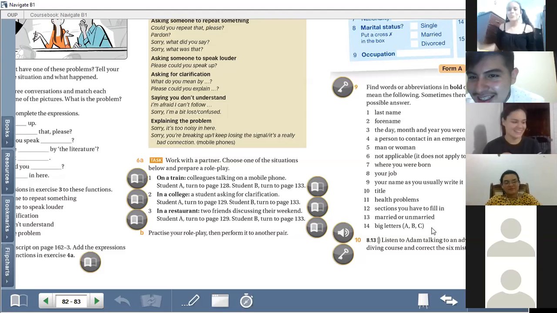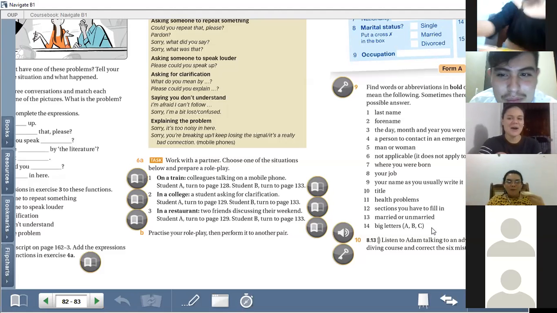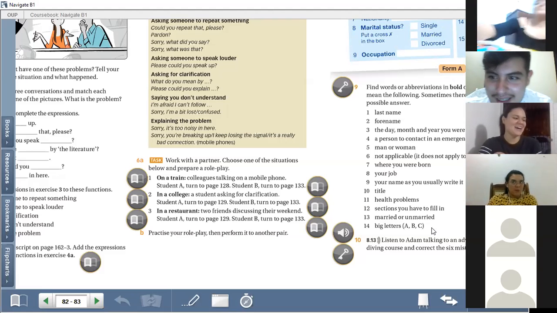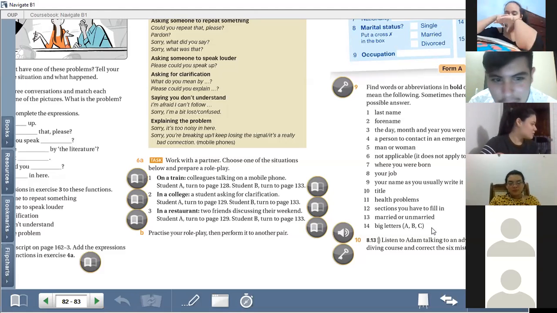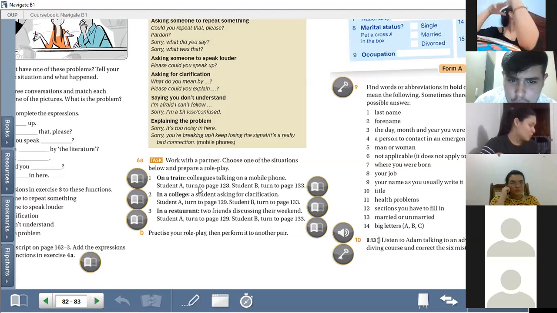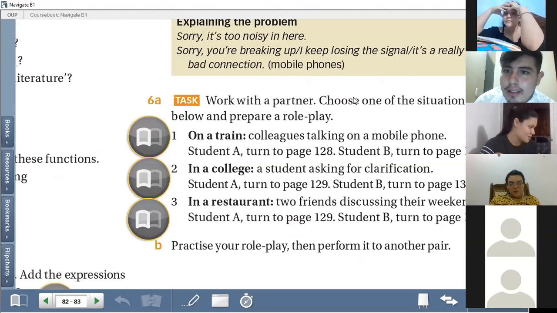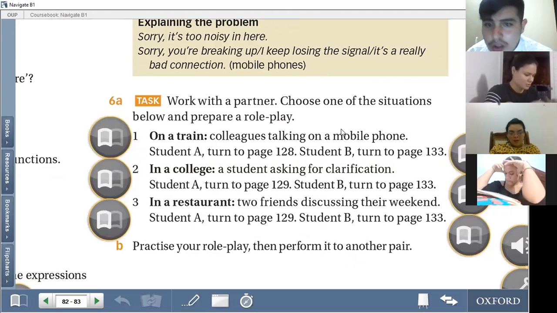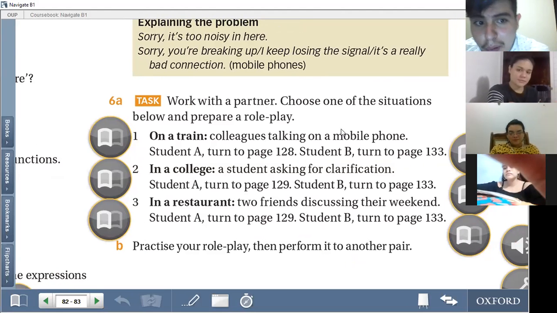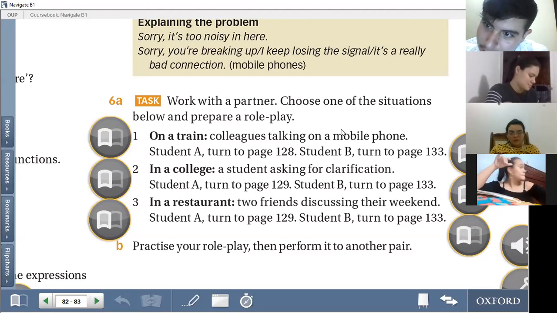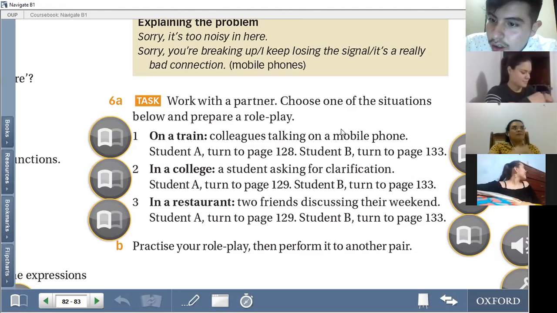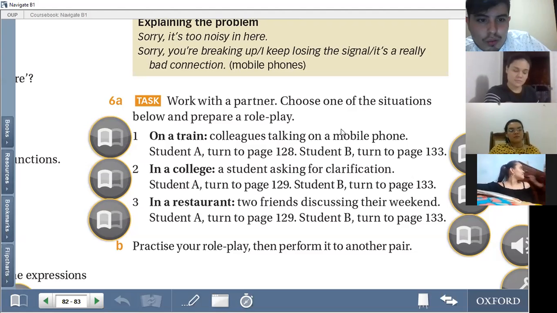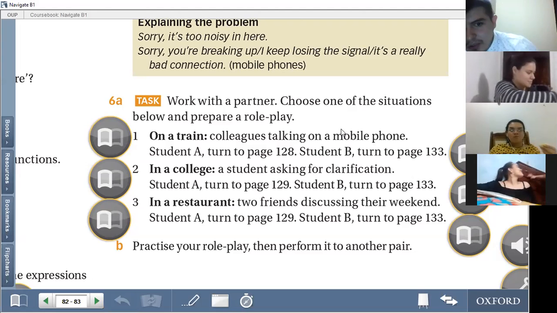Okay, it's time to continue. So exercise number 6, I'm going to use the breakout rooms tool. You're going to work with one of your classmates. You're going to choose one of these situations, and you're going to prepare a role play that you are going to present to the rest of the class. That's why I'm going to use the breakout rooms tool.